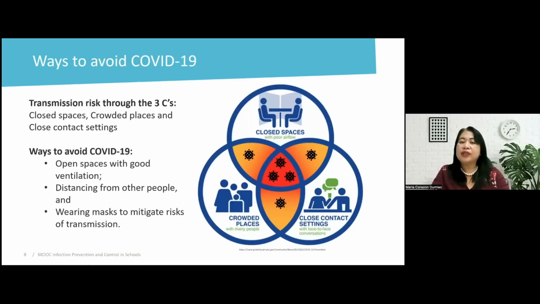A useful way to remember scenarios which result in higher risk for COVID-19 are the 3 Cs. First, closed spaces with poor ventilation. Second, conversations close together. And third, crowded areas with lots of people. This also means that we can understand what we need to do to avoid COVID-19 and other respiratory infections in general. Open spaces with good ventilation, distancing from other people, and wearing masks to mitigate risk of transmission.